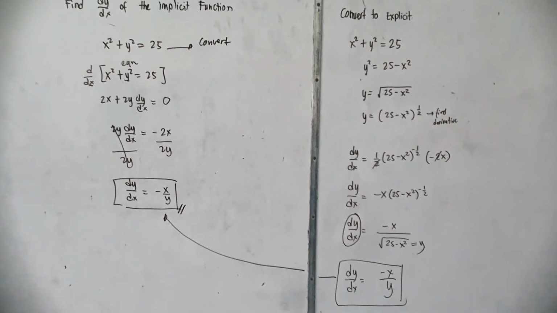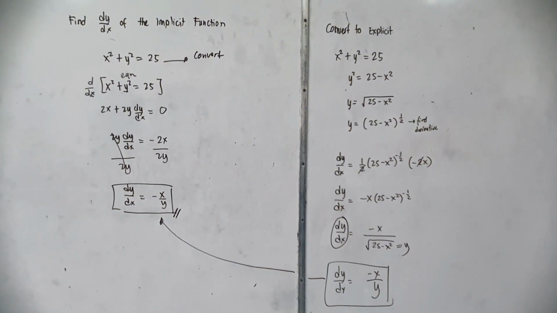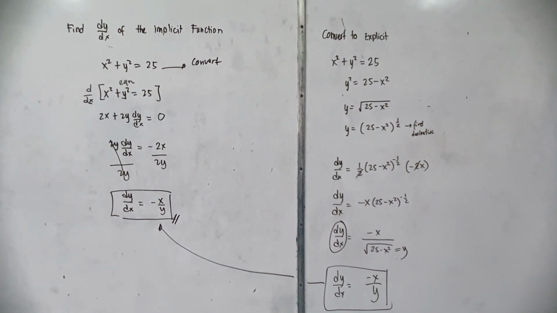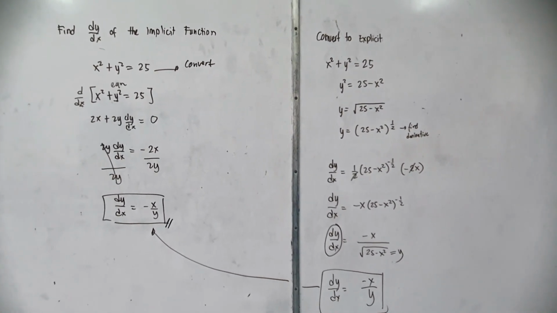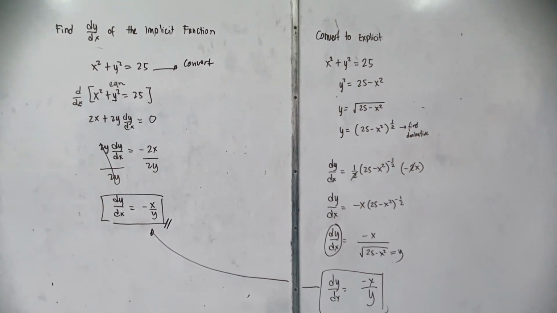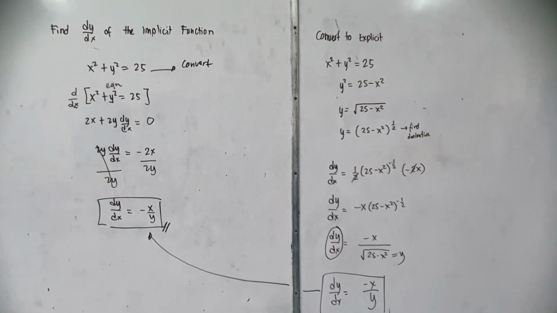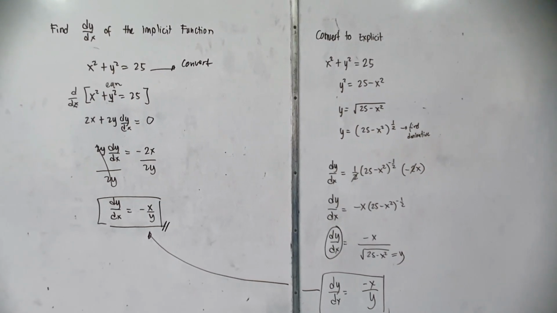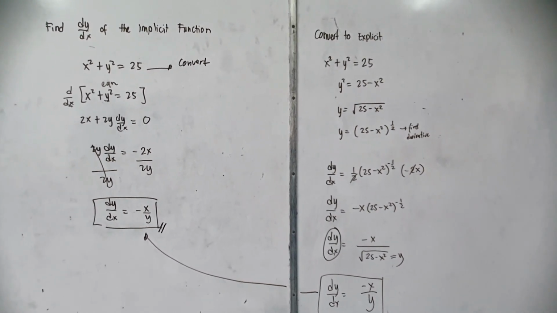So notice our two solutions, the implicit differentiation and the differentiation that we learned from the previous chapter, arrive at the same result. So please observe and notice that we can solve it via implicit and solve it via explicit.